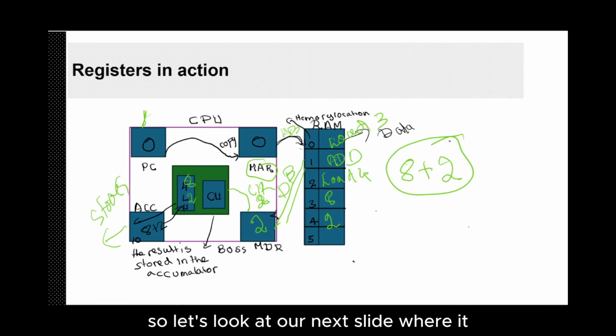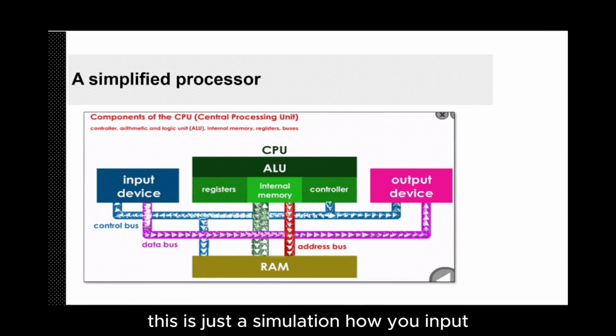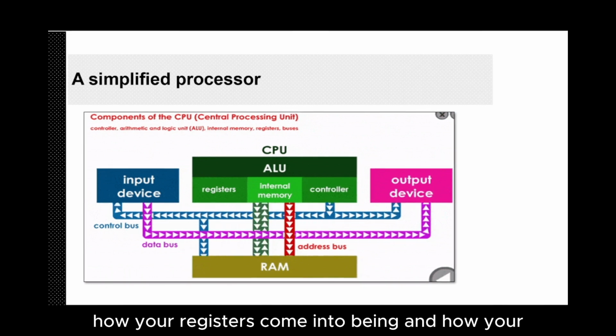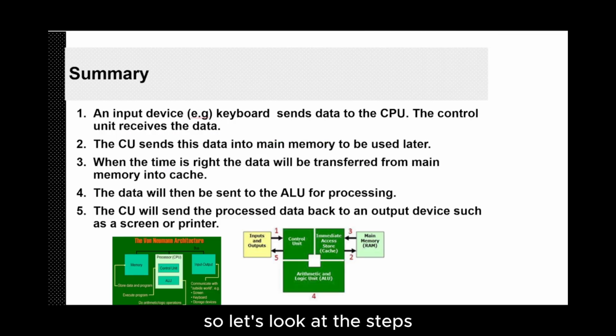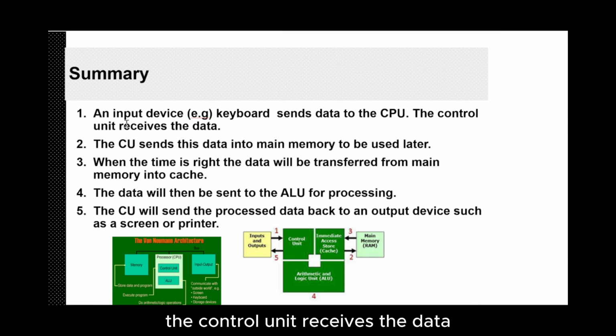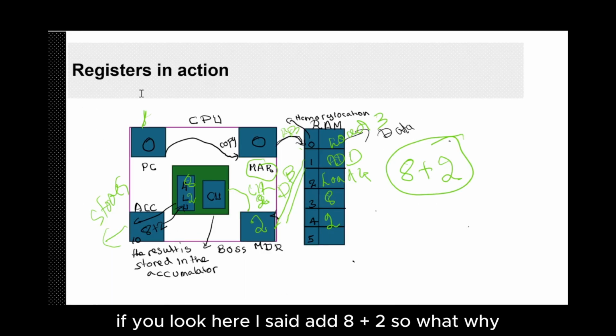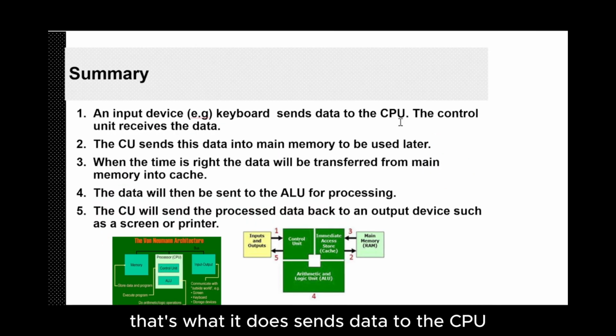So let's look at our next slide where you can see how it is working. This is just a simulation of how you input, how your registers come into being, and how it is executed. So let's look at the steps. An input device such as the keyboard sends data to the CPU. So what did I do here? If you look here, I said add 8 plus 2. I did that via the keyboard. That's what it does: it sends data to the CPU.